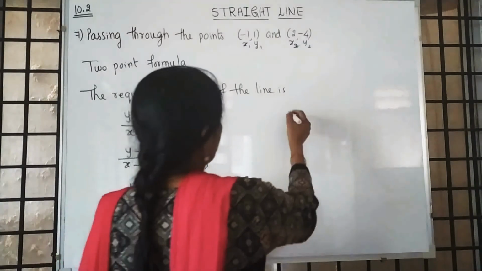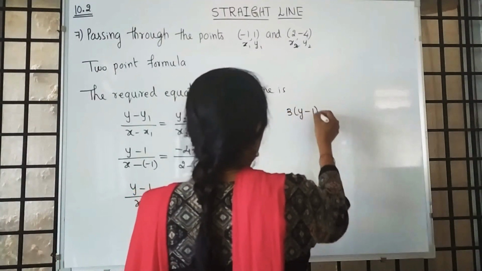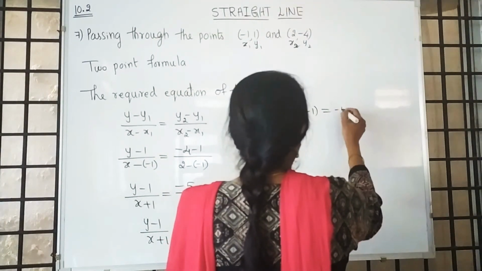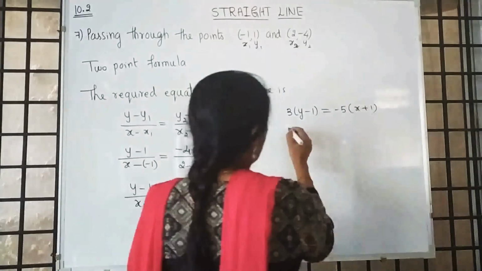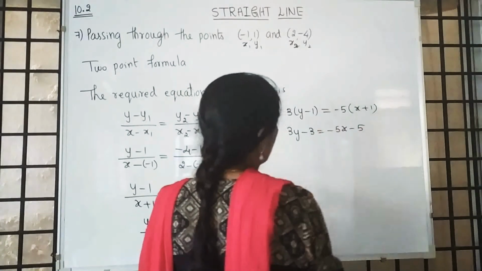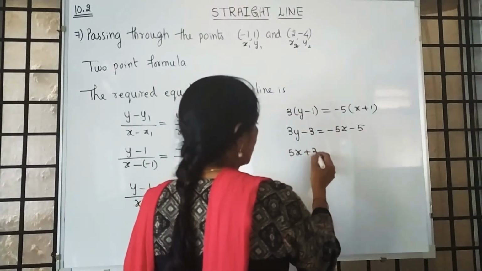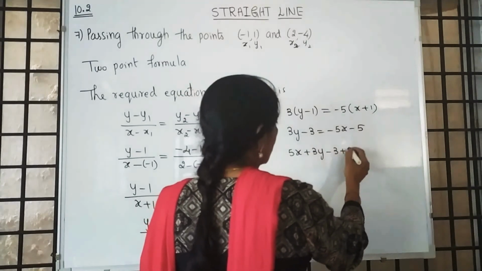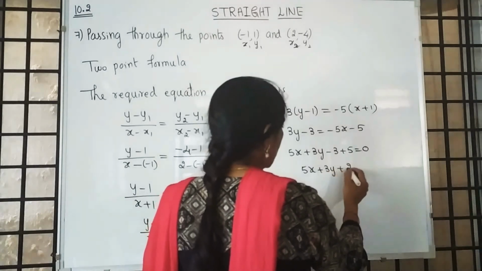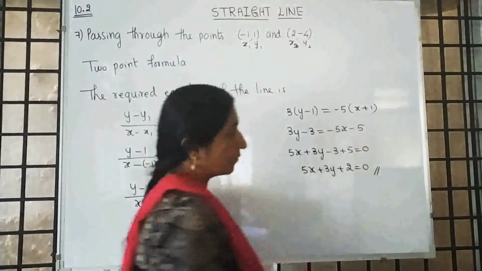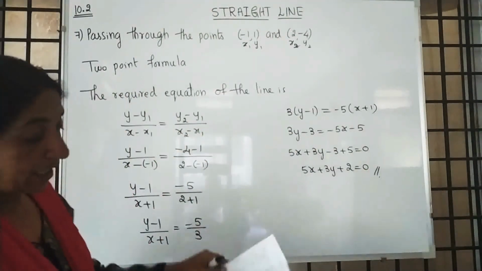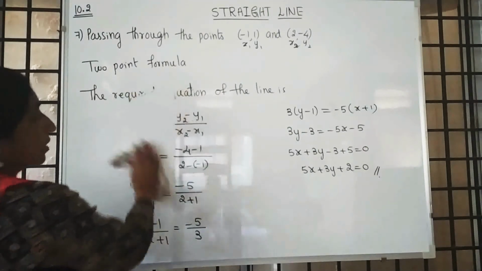Cross multiply. 3 into y minus 1 is equal to minus 5 into x plus 1. It is 3y minus 3 is equal to minus 5x minus 5. 5x plus 3y minus 3 plus 5 is equal to 0. That is 5x plus 3y plus 2 is equal to 0. So these are the homework questions. Till 9 I completed. Now I am moving to question number 10.